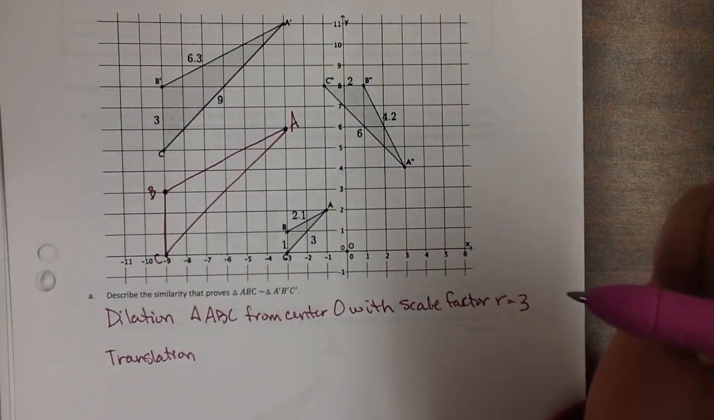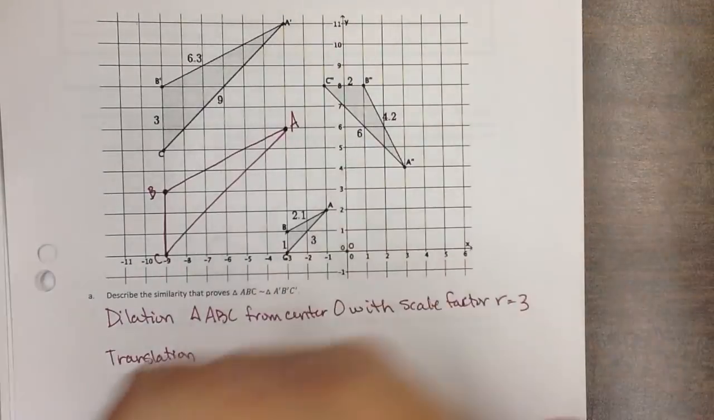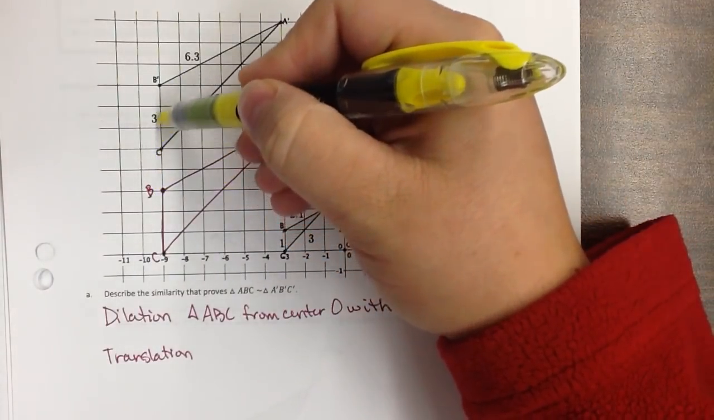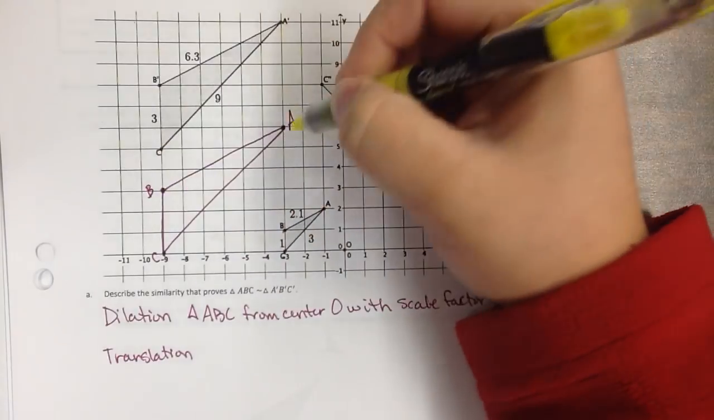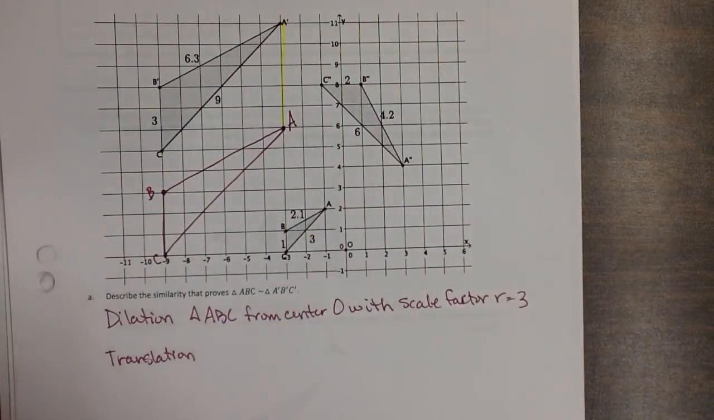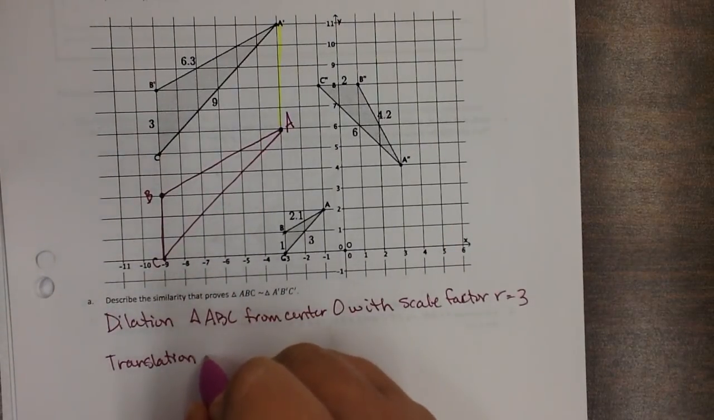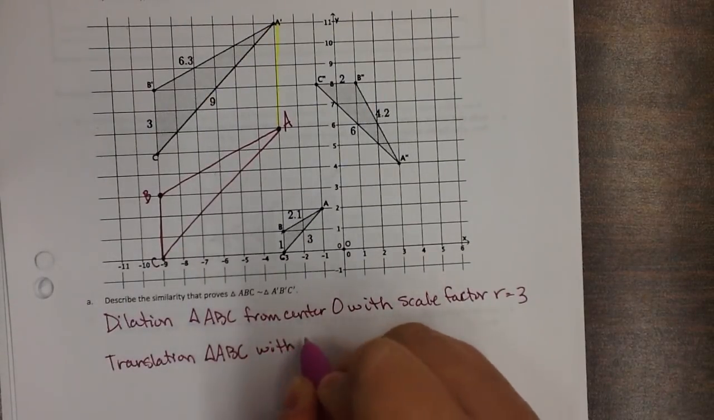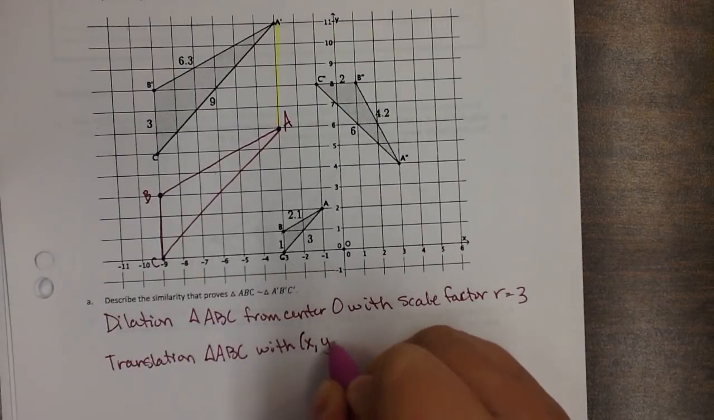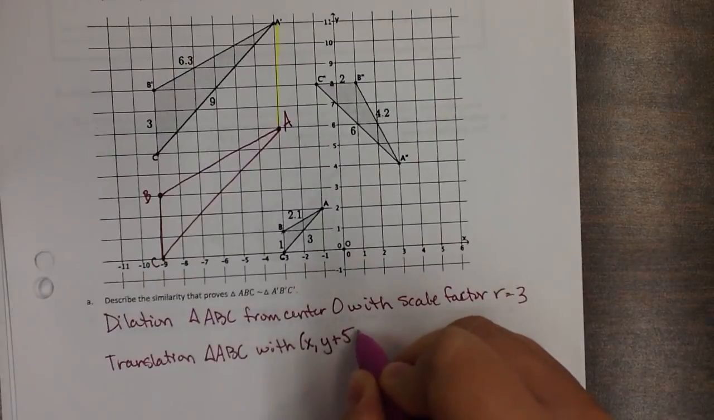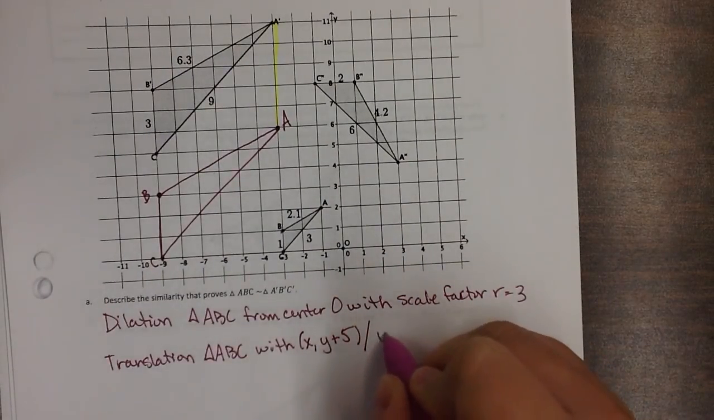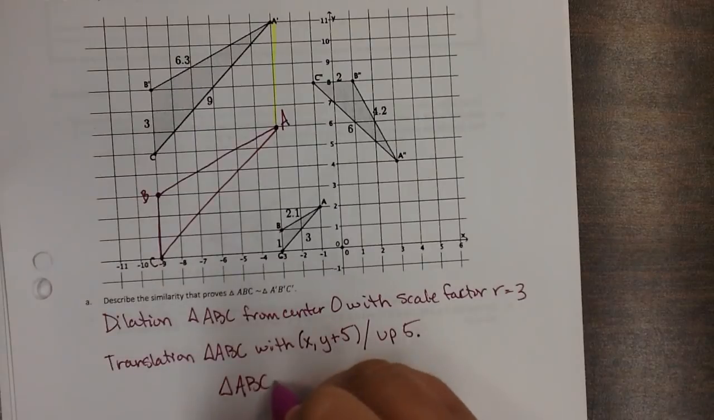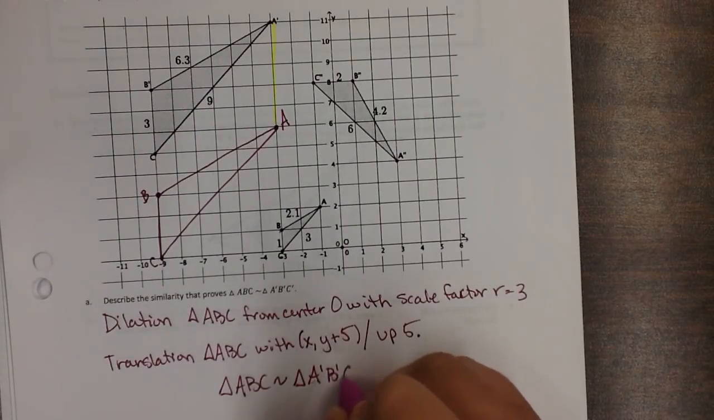Okay, and it looks like to me that we could just translate up 1, 2, 3, 4, 5, that would land up. B, 1, 2, 3, 4, 5, they would match. So we could just translate up 5. So translation of triangle ABC with X and Y plus 5, because we went up 5, or you could say up 5, and it's lined up. So triangle ABC is similar to triangle A prime, B prime, C prime.